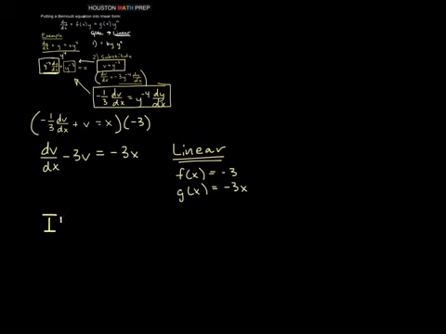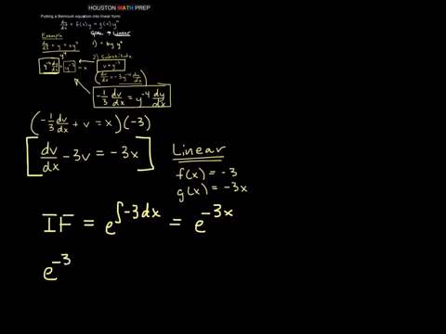So our integrating factor will be equal to e to the integral of f of x, which is negative 3. So that will give us the integrating factor e to the minus 3x. So we take the entire equation here and multiply by our integrating factor. That gives us e to the minus 3x dv dx minus 3 e to the minus 3x v equals negative 3x e to the minus 3x.